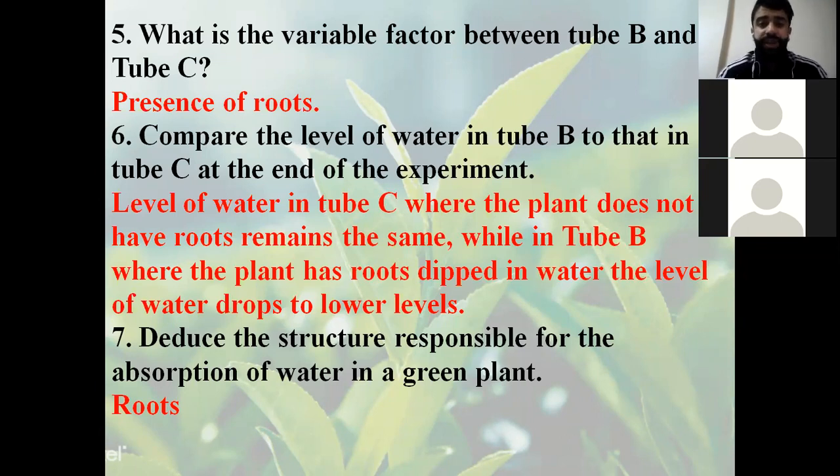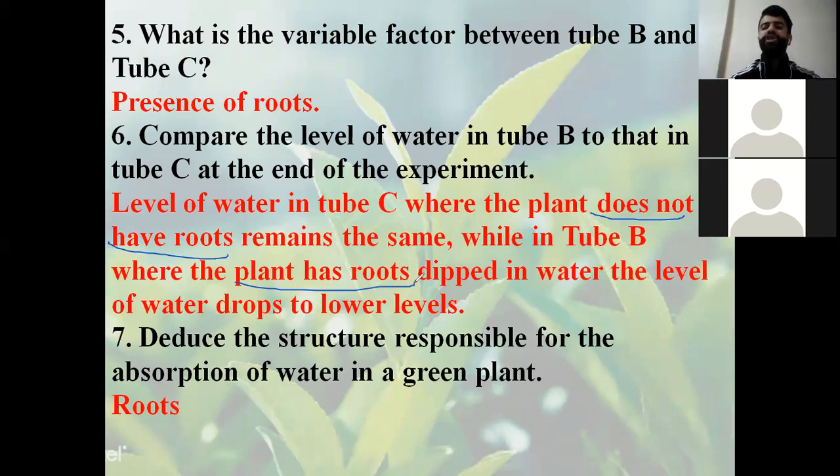So what is the variable factor between tube B and C? The variable factor between these two tubes is roots. As you said before, compare the level. So the level of water in tube C, where the plant does not have roots. In a comparison, we always have to mention the variable factor. In tube C, where there is no root, the level of water remains the same. While in tube B, where we have roots, placed deep in the water, the level drops.